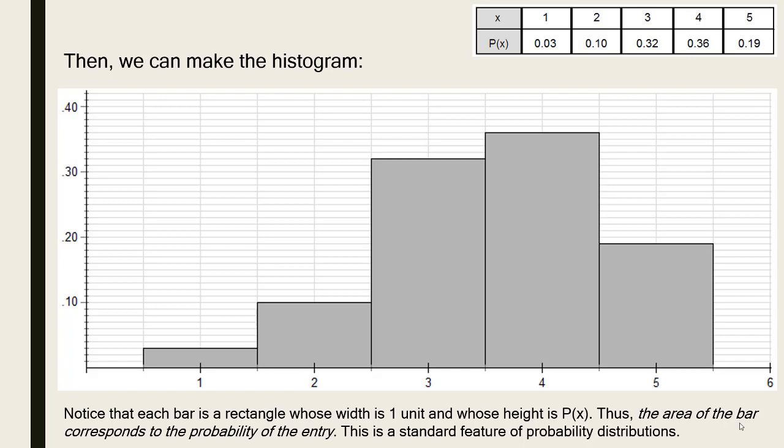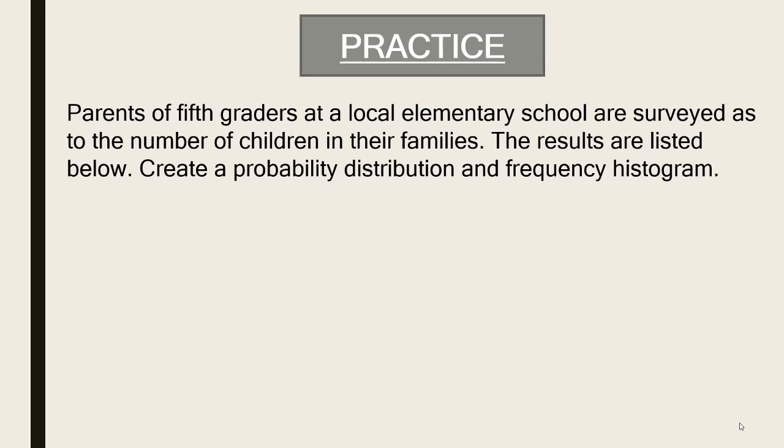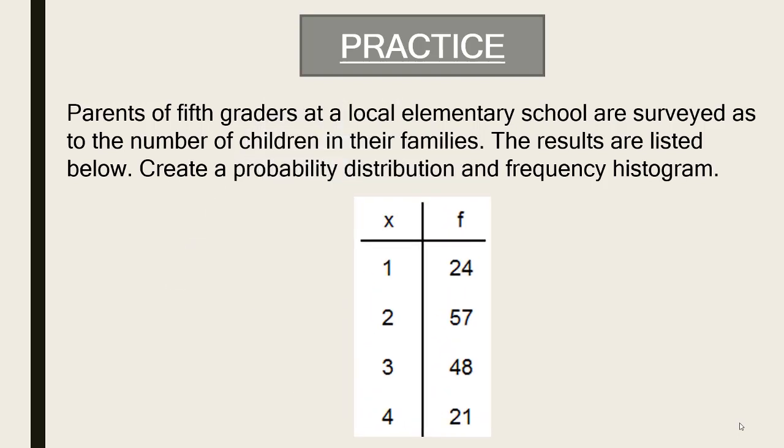So next up, we've got a practice problem. And in this practice problem, we have parents of 5th graders at a local elementary school. They're going to be surveyed as to the number of children in their families. The results are listed below. Create a probability distribution and frequency histogram. Okay. So X is how many children there are in their families. So there were 24 families that had just one child, 57 families that had 2, 48 families that had 3 children, and 21 families that had 4.